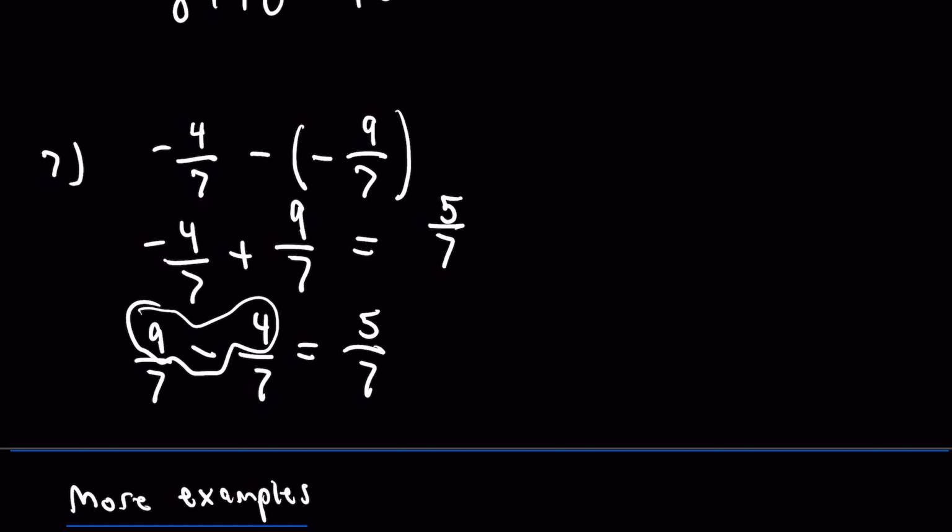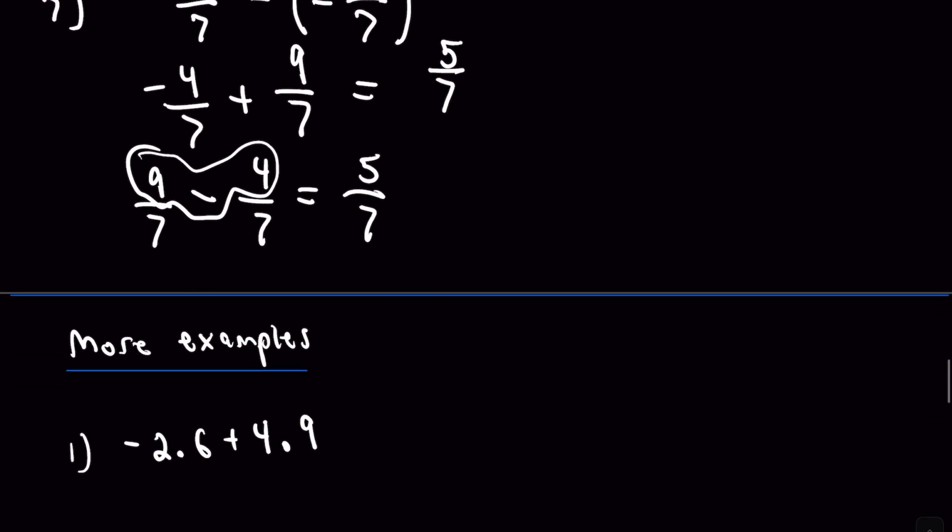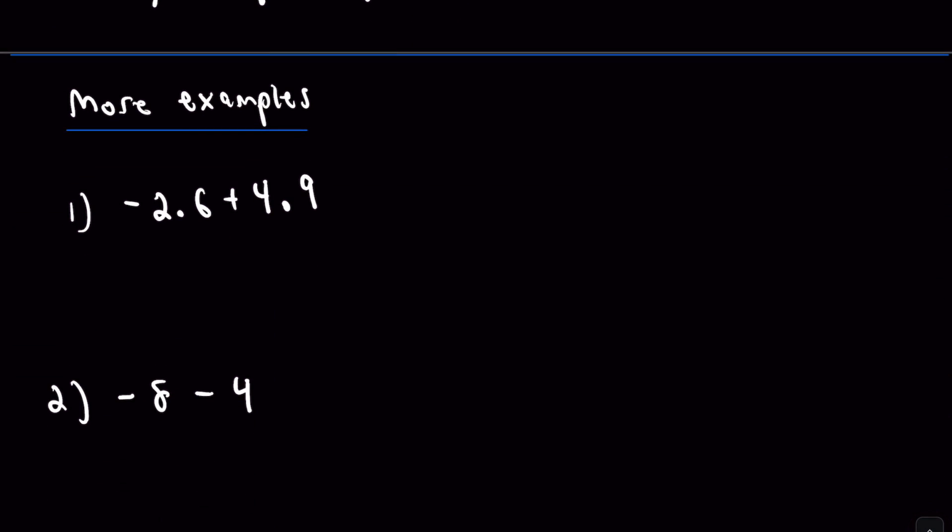And let's see, our 9 over 7 had the larger absolute value, so this is going to stay positive. We just don't write it. So let's do a couple more examples. Negative 2.6 plus 4.9. We could write this as 4.9 minus 2.6. So that's simply going to give us 2.3. So that's how I would think about that one in my head.